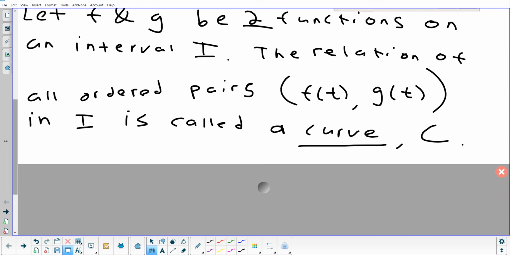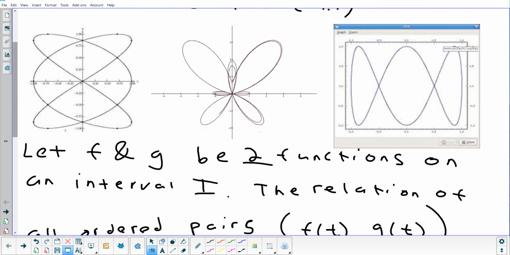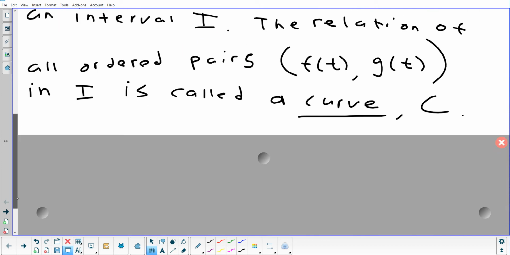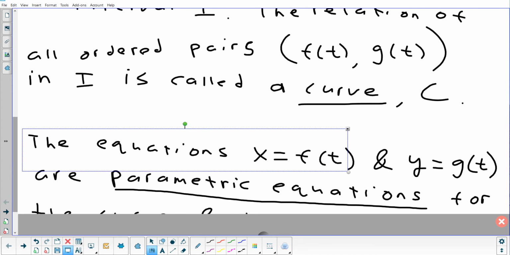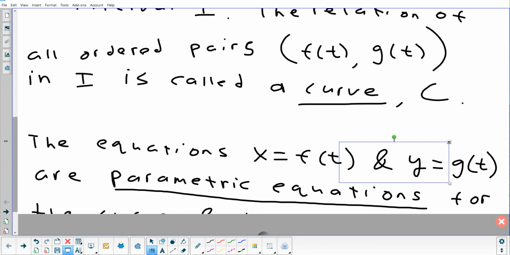But when you plot all those points and actually make a sketch, we call that a curve, or a parametric curve. So these three graphs are all parametric curves. And the two formulas that you use to generate x values and the y values are called parametric equations. So you'll have one formula that's generating x values and another formula that's going to generate y values.